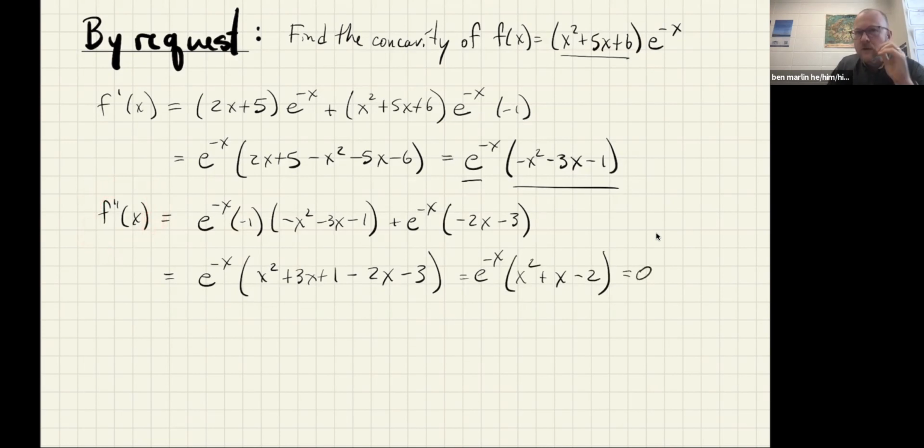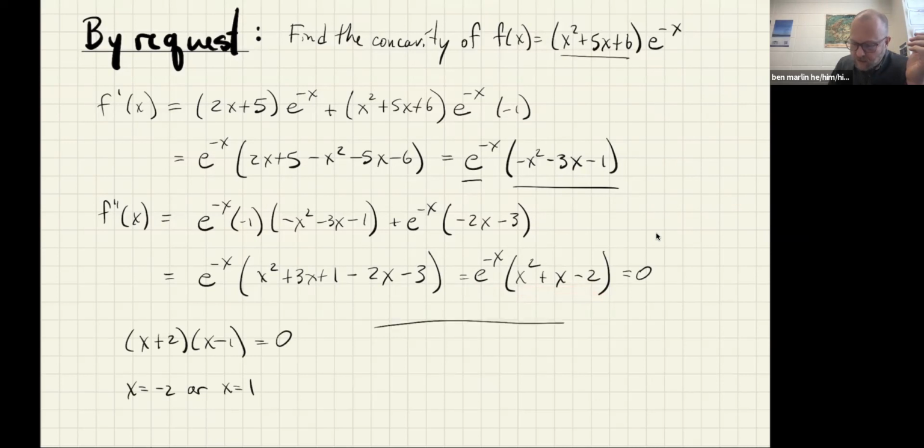If it was increasing or decreasing, we'd set the first derivative equal to 0. So now when you set these equal to 0, an exponential can never be equal to 0. If you look at the graph of an exponential, it goes down towards 0, but it never actually gets there. So the part that made it 0 has to be here. So I'm going to factor that into x plus 2 times x minus 1 equals 0, and get x equals negative 2 or x equals positive 1.